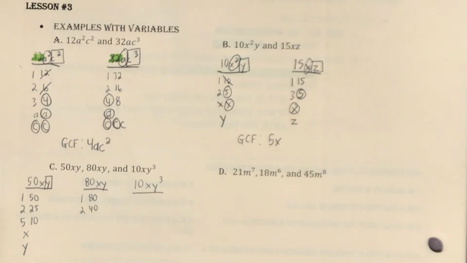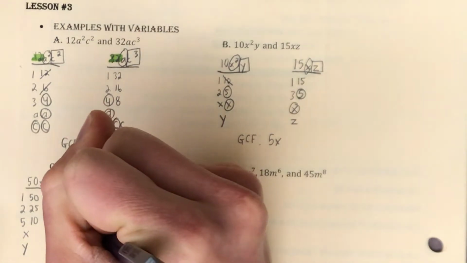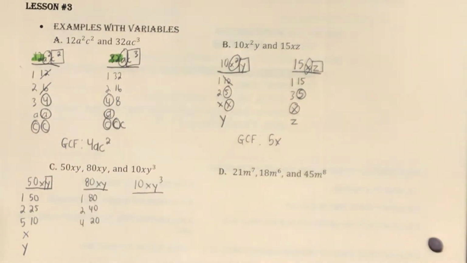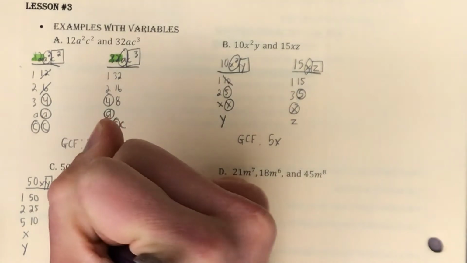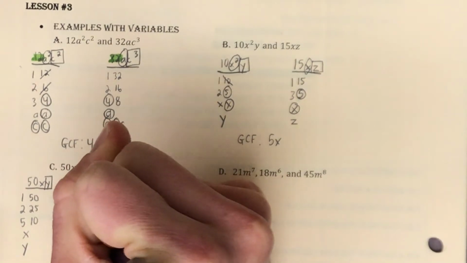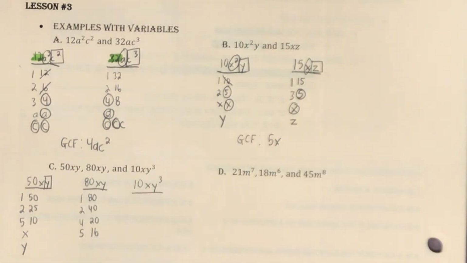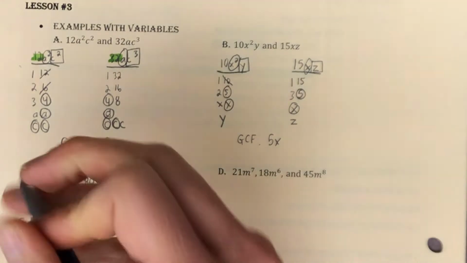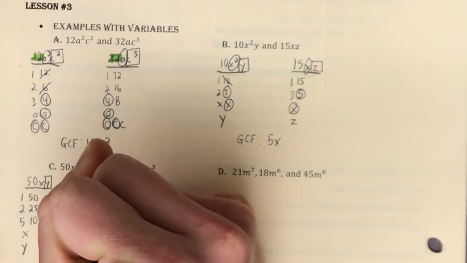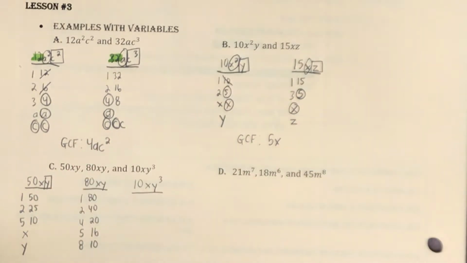Does 3 go into 80? No, it doesn't. Does 4 go into 80? Yes, it does. 4 times 20. Does 5 go into 80? Yes, it does. 5 times 16. Does 6 go into 80? No, it doesn't. Does 7 go into 80? No, it doesn't. Does 8 go into 80? Yes, it does. 8 times 10. Does 9 go into 80? No, it doesn't. And 10 is already on our list, so we're done with the numbers.